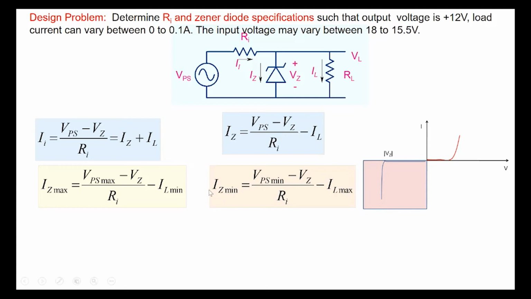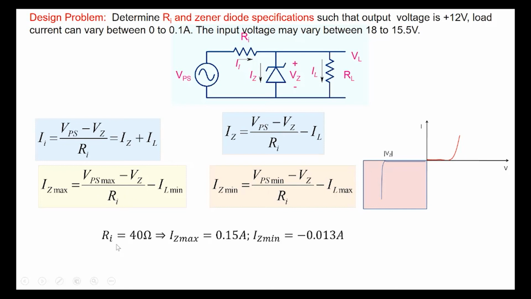So the issue before us is we are given VPS max, we are given VPS min. And since we want an output voltage of 12 volts, selection of VZ is easy. We want VZ equal to 12 volt. So that's not a problem. The issue before us is how to choose Ri. Because if we choose an Ri of a particular value, it will result in particular values of Iz max and Iz min. And those values may be realistic or unrealistic depending on how we have chosen Ri.